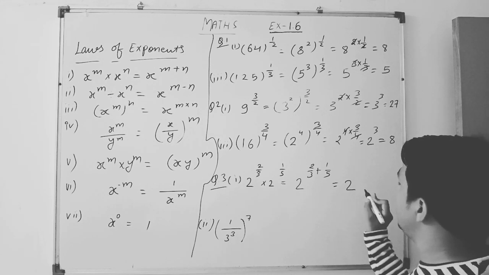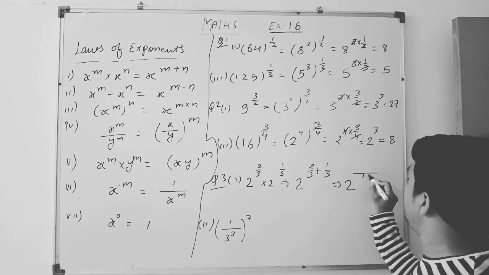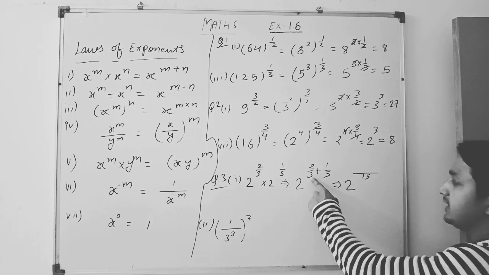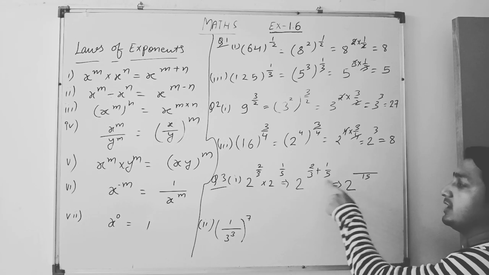Now the base will be same and we will take the LCM. The LCM will be 15. The LCM of 3 and 5 is 15. 15 comes 5 times in the table of 3.